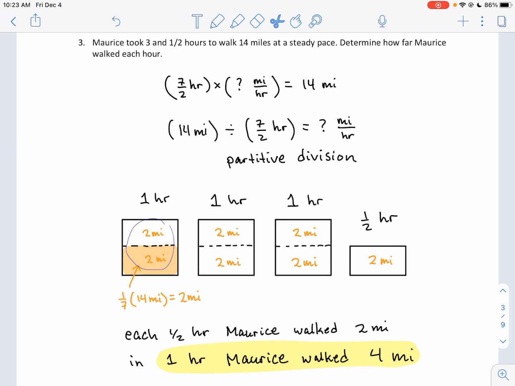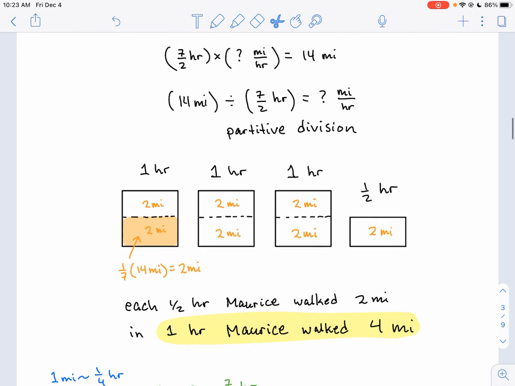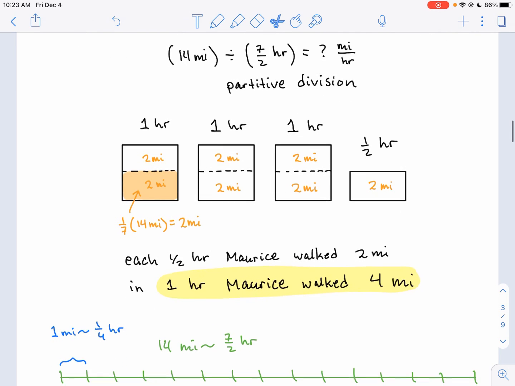And then, of course, if you repopulate an entire hour, you could see 4 miles. So each hour, Maurice walks 4 miles. And then in the last half hour, he just walks 2 miles. So he gets 14 miles walked in 3.5 hours.